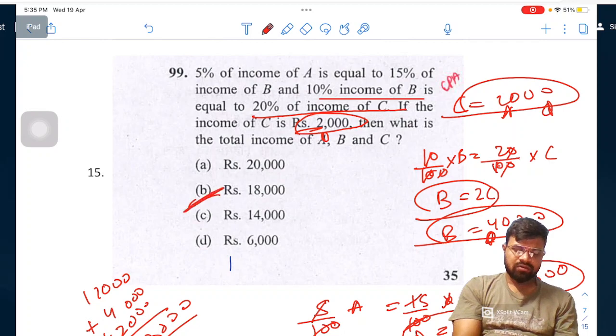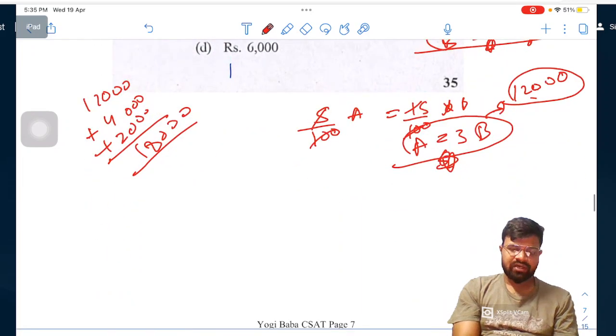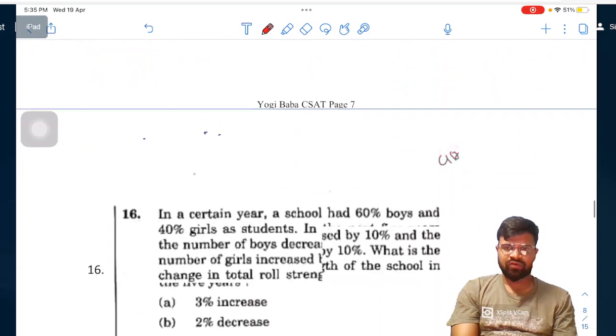This is how we will do this. We just started with C. We went on to find B based on the equation. We went on to find A based on the equation. And then we found the sum of all A, B, C.